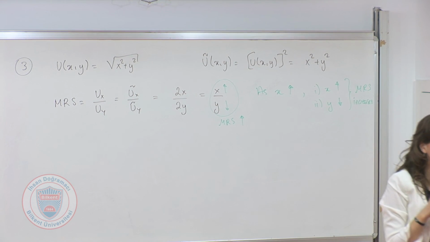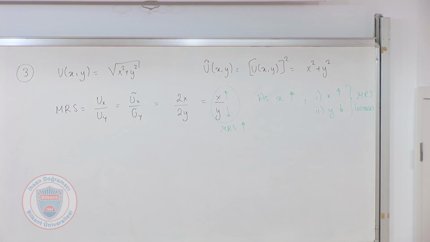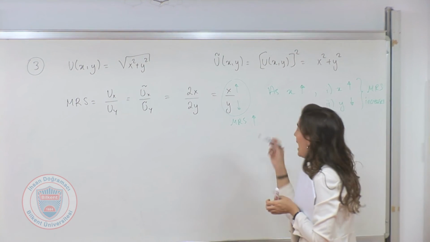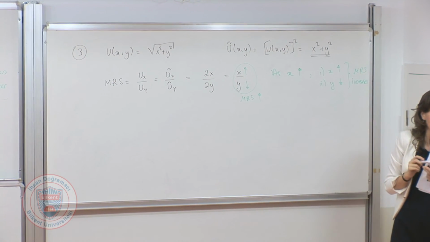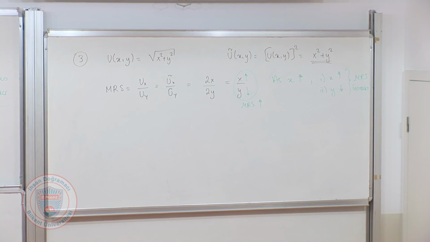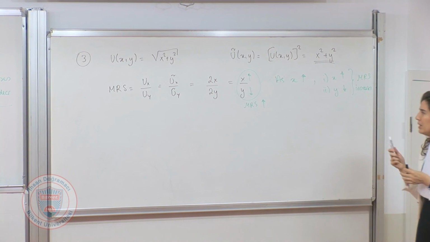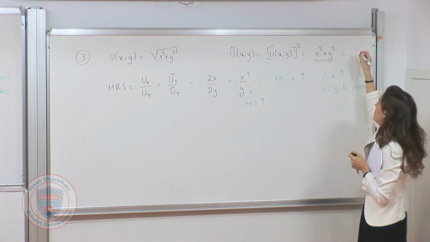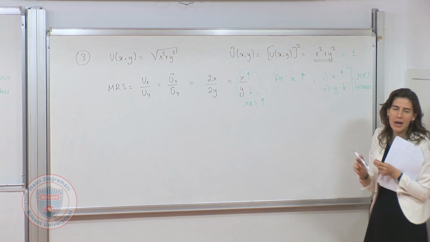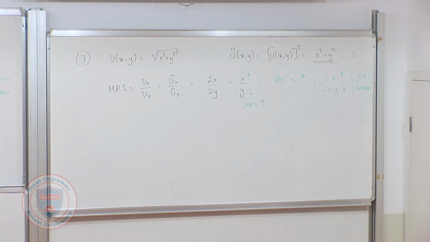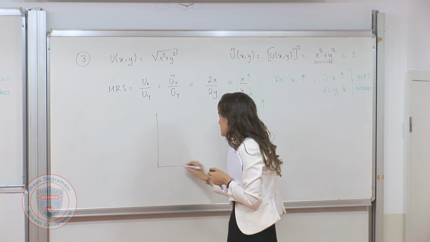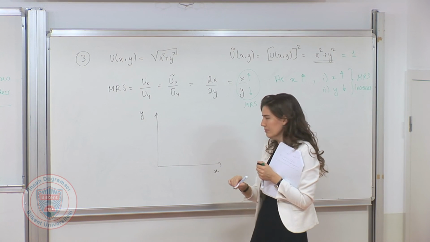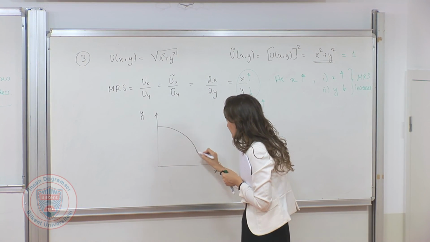Do we have strictly convex indifference curves here? It doesn't seem like it, and you should be suspicious. Remember the very beginning, how did we draw the indifference curve? We set this equal to, let's say, 5. Suppose I set it equal to 1. How does this look? It's the unit circle. We always work in the positive quadrant, so it's something like this.